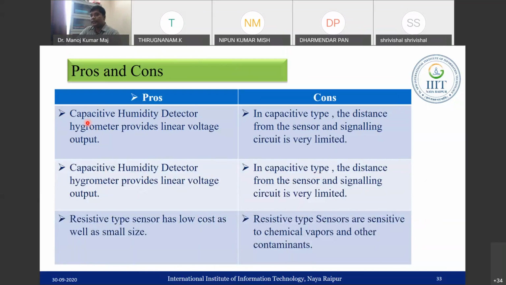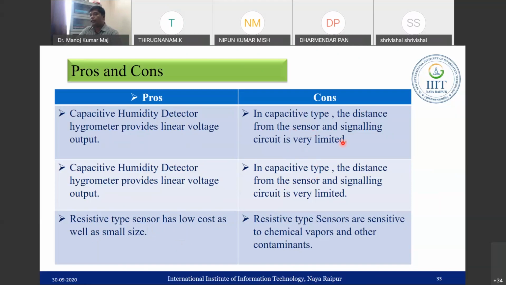We can see the pros, that is the advantages: the capacitive humidity detector can provide a linear voltage output, and the sensor has a very low cost and a very small size. So it can be fitted in different kinds of devices and circuits.